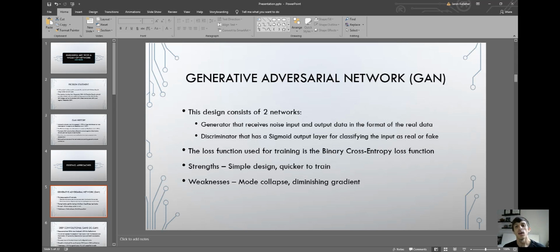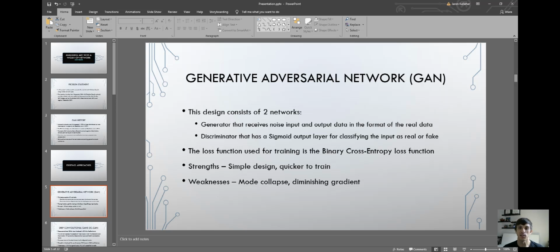So, as I said, the original GAN was a simple feed-forward, fully connected neural net. The discriminator had an output layer that was a sigmoid output layer, so essentially just saying whether the image was real or fake, and the generator has a tanh output layer. The loss function of this type of network is a binary cross-entropy loss function, and really the benefit of this is that it's a simple network, quick to train.